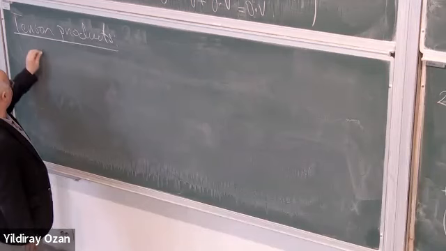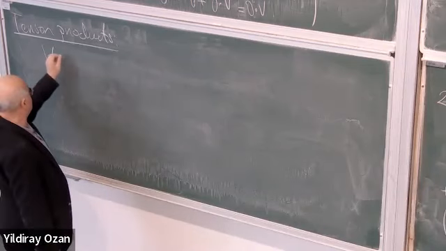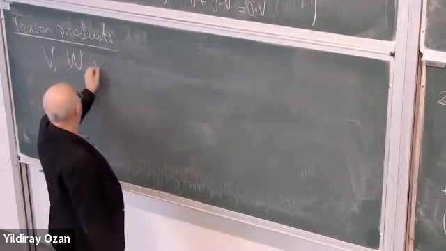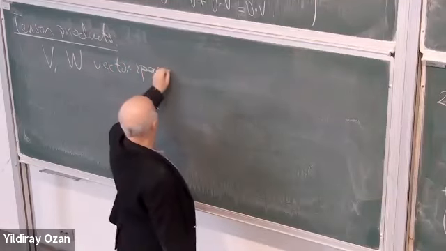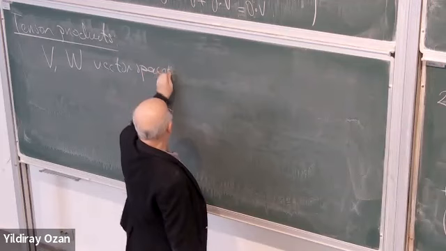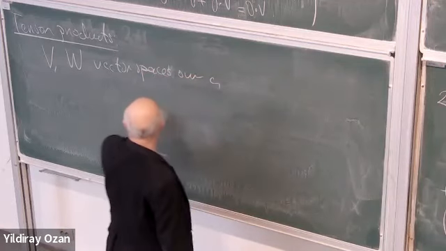Tensors. Okay, so what is a tensor? Let's say we have two vector spaces over a field.